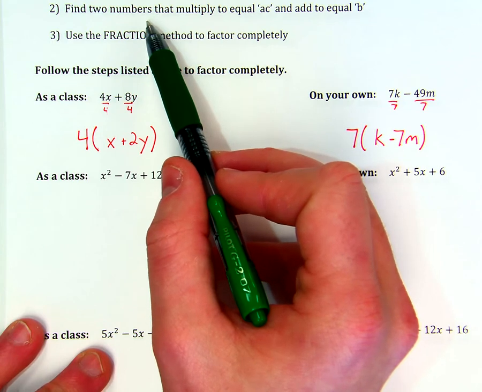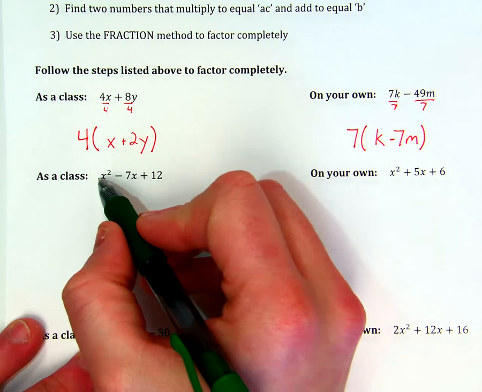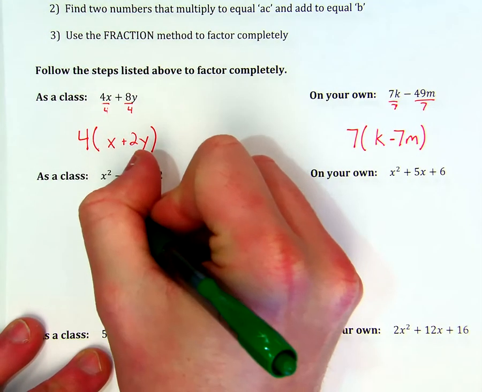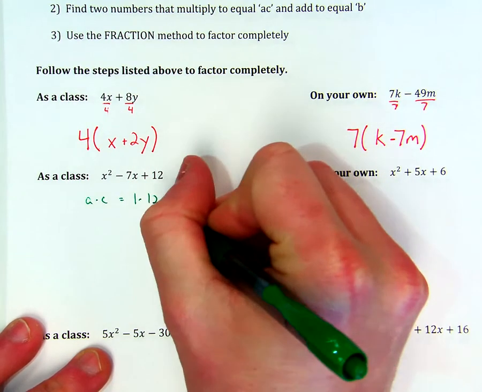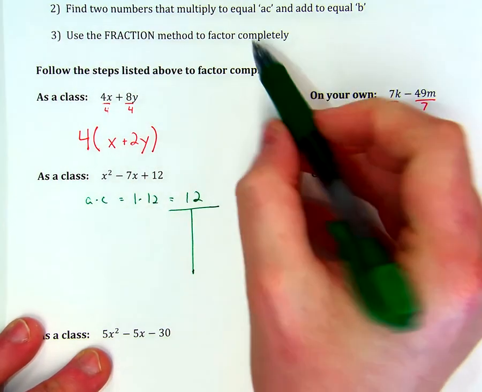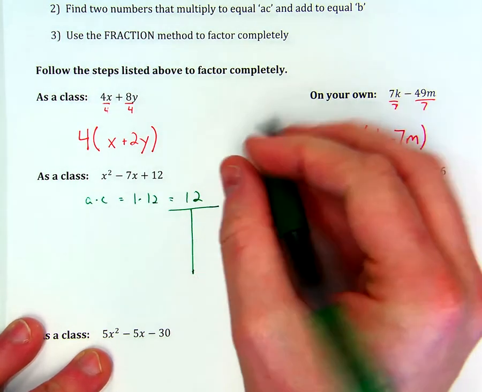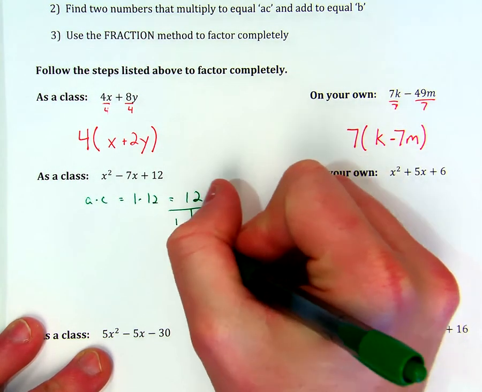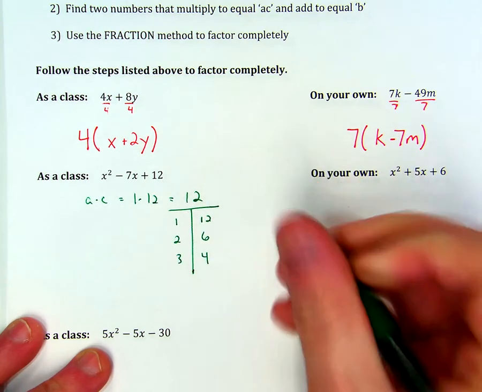Number 2, find two numbers that equal a times c. Well, if a is 1 and c is 12, a times c is 1 times 12, which is 12. So I'm looking for two numbers that multiply to 12 and add to b. So what I would do is list all of the factors of 12. 1 times 12, 2 times 6, and 3 times 4.